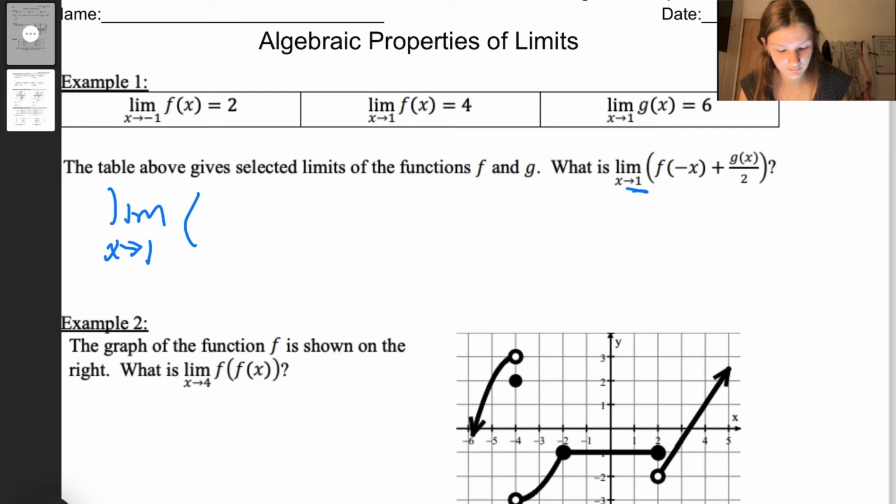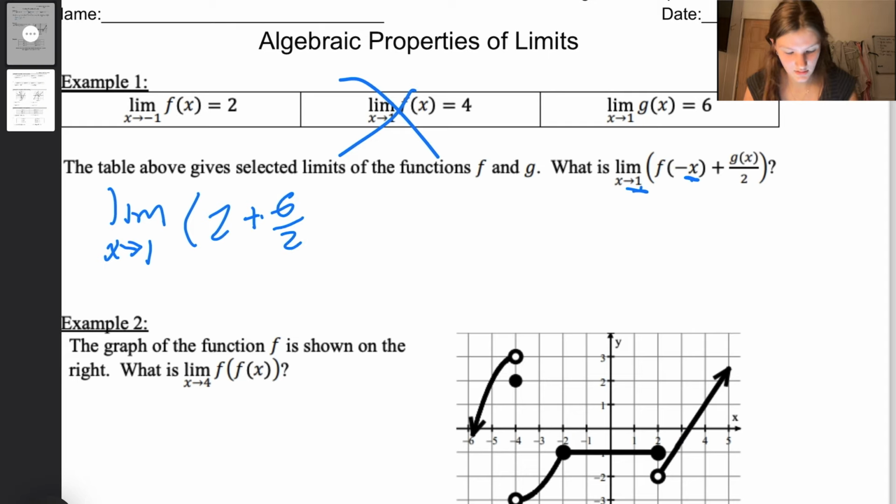There's one. So this is interesting though, because if you're going to want to plug in the x for this x, this would not be f of 1. This would be f of -1, because it's being times by -1. So this is put in there to trick you guys. This is actually going to be 2 plus, what's g of x as it approaches 1? It's 6 over 2. We know that's 3. We know this is equal to 5.